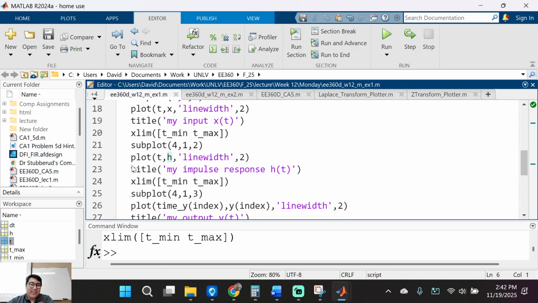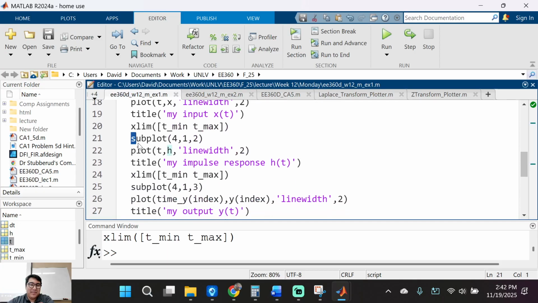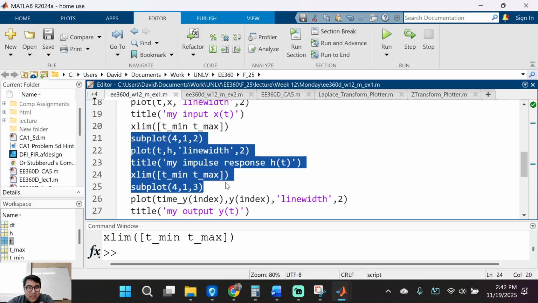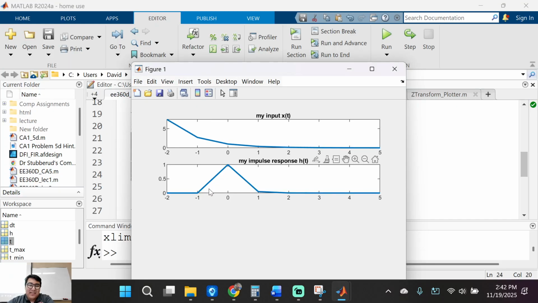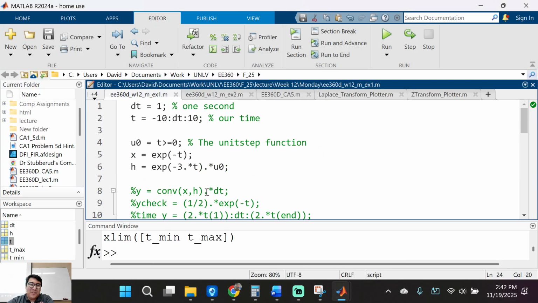Now I want to plot H. Let me show you this. There we go. F9. These are bad. You want to know why? It's because I need to set this to something more precise, more analog. 1 millisecond.